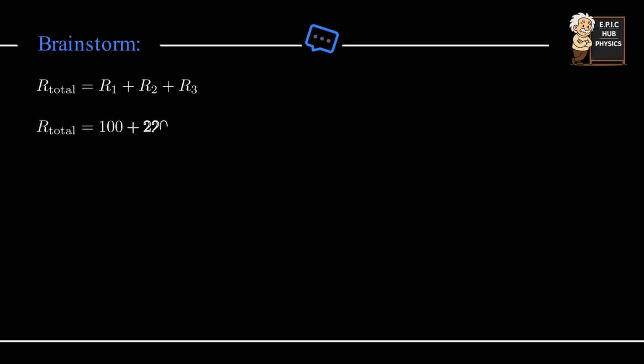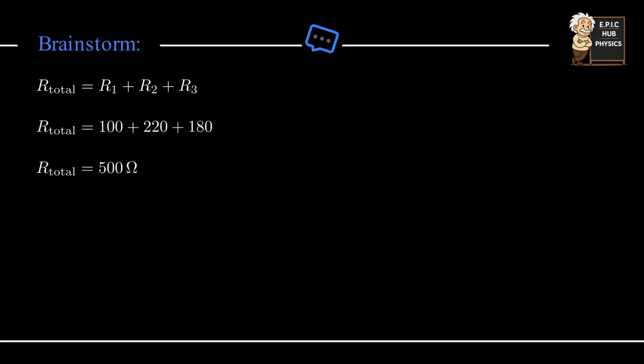Let's brainstorm for the solution. First, we calculate the total resistance. Total resistance equals the sum of all resistances: 100 ohms plus 220 ohms plus 180 ohms. Adding these together gives a total resistance of 500 ohms.